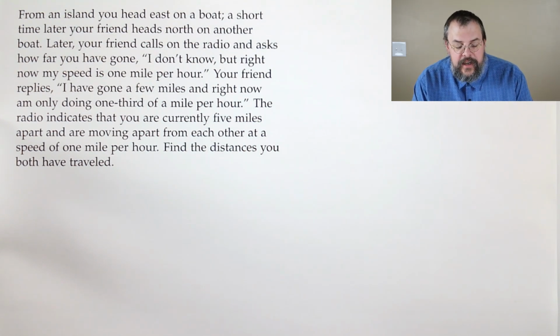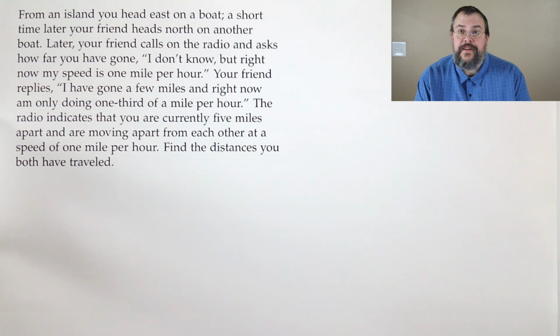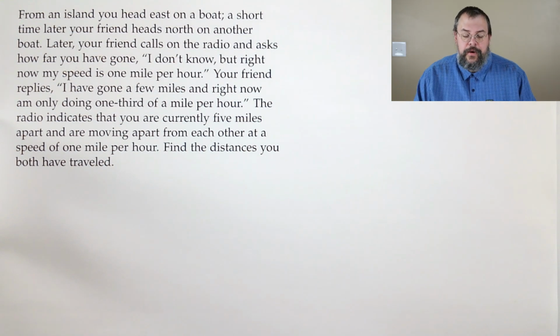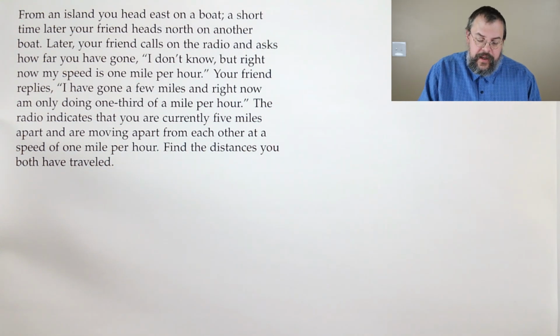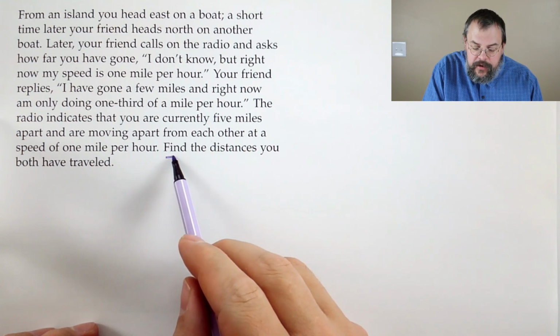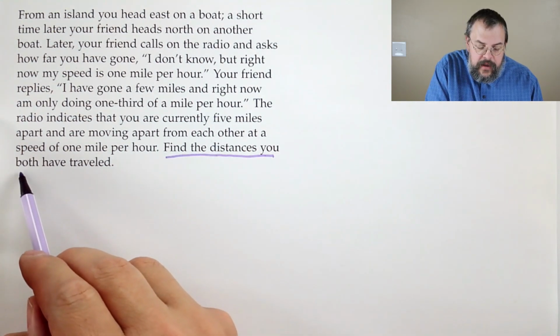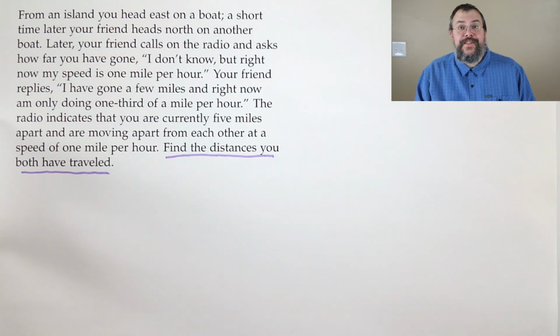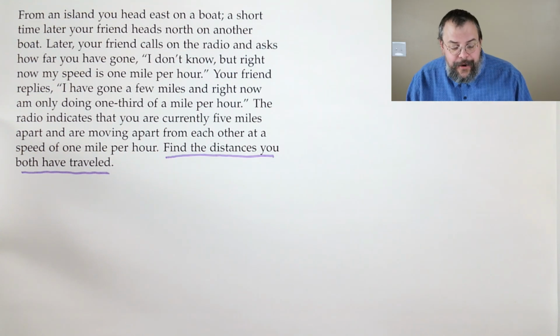The radio indicates that you are currently 5 miles apart and moving apart from each other at a speed of 1 mile per hour. So, the problem, find the distances you both have traveled. Well, this is interesting. Now, why is it interesting? Well, notice what we're looking for. It's telling us we're going to find not one thing, but two things. We're going to find distances. In particular, though, that means we're not looking for rates. Our answer is not a rate, which makes you say, what? How is this related to rates?